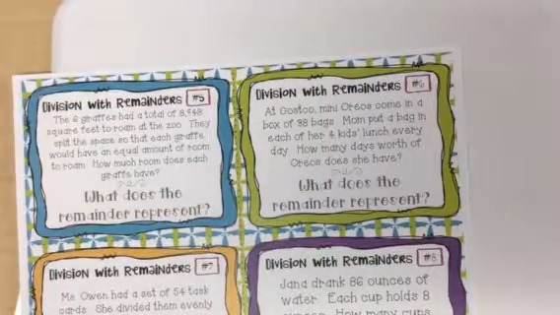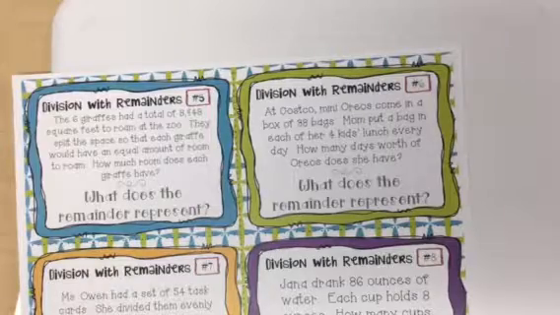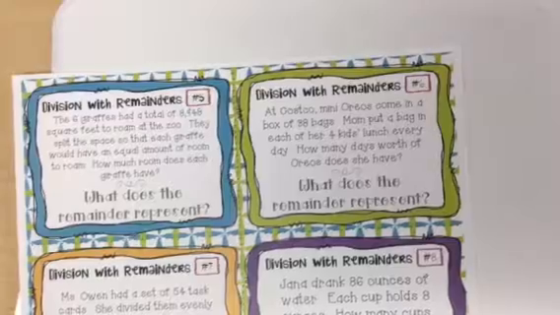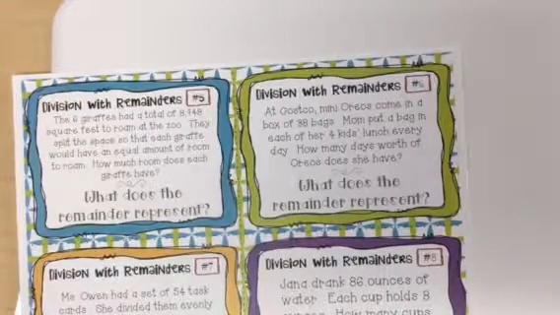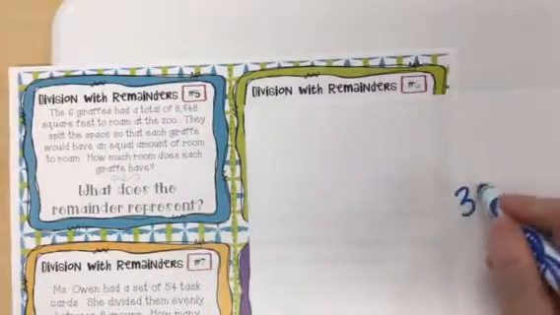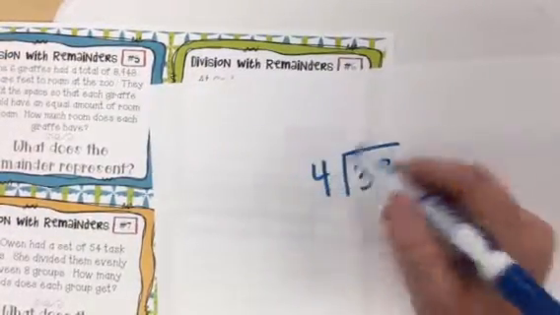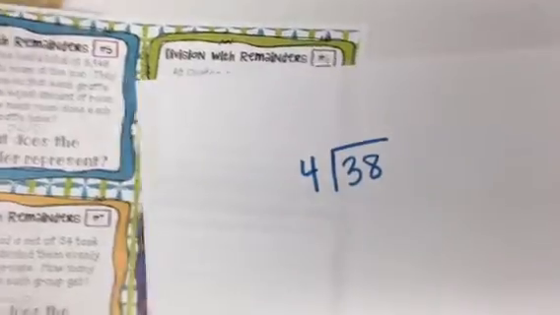We're going to look at number 6 here. At Costco, many mini Oreos come in a box of 38 bags. Mom put a box in each of her 4 kids' lunches every day. That's such a nice mom. How many days worth of Oreos does she have? Okay, so she's got 38 bags. And she puts it into 4 kids' lunches every day, so we want to know how many days worth she has.